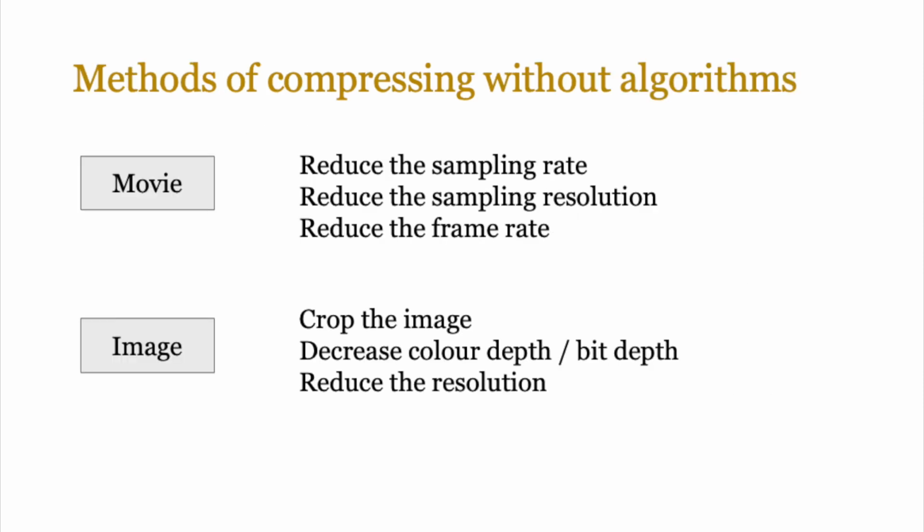Now, there are some additional methods of compressing without algorithms, and these involve, for images, cropping the image, decreasing the color depth or bit depth, and reducing the resolution. You're not using a compression algorithm, but you're just resaving the file. However, these are still destructive. That means you can't get the original back. For movies and sound, you can reduce the sampling rate, you can reduce the sampling resolution, and for movies, you can reduce the frame rate as well. All of this is still destructive, so this is lossy.